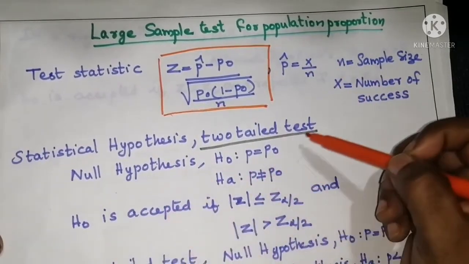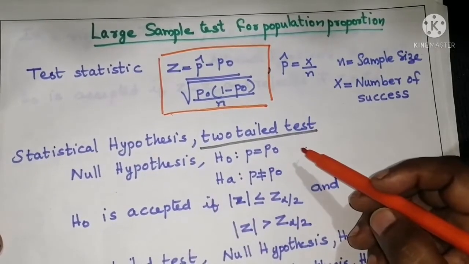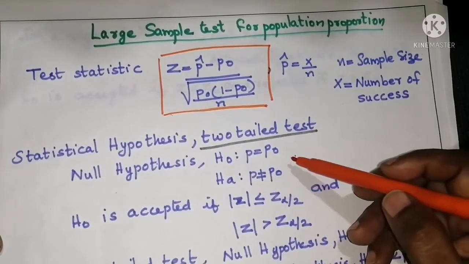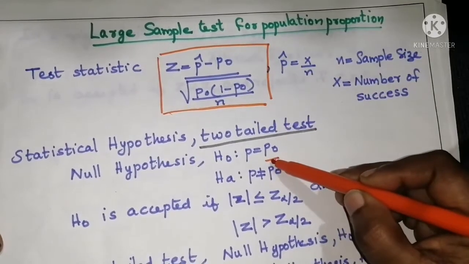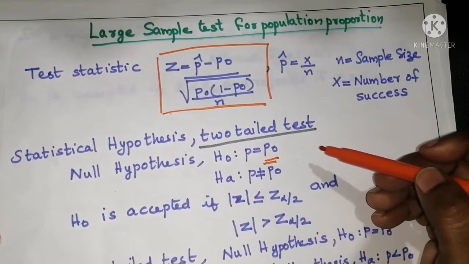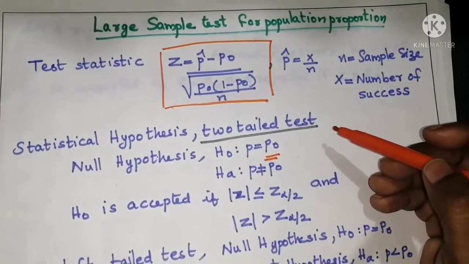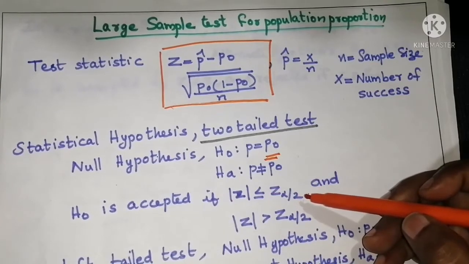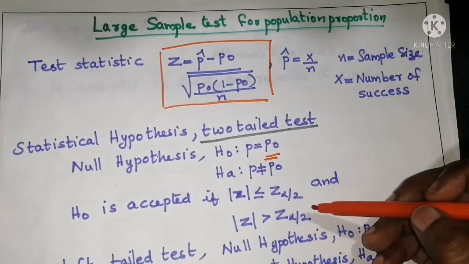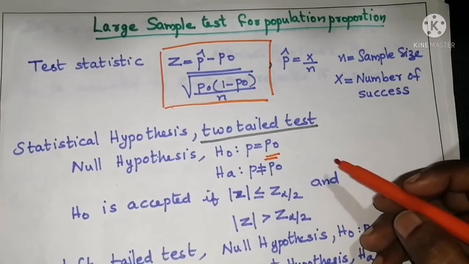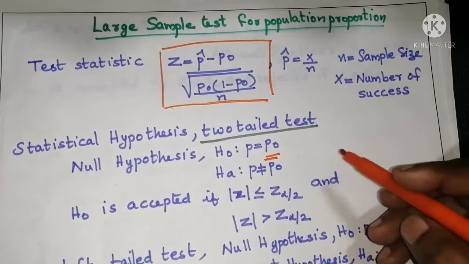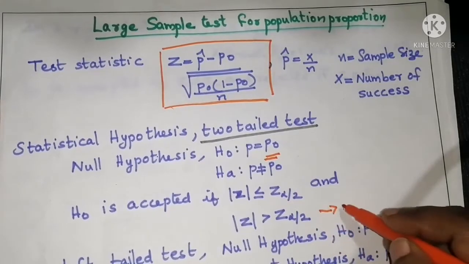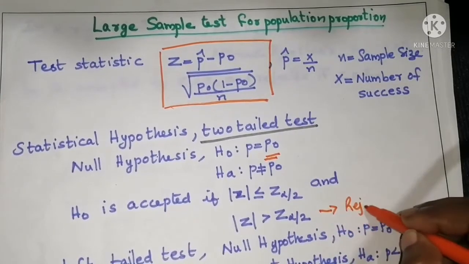Next, in the case of two-tailed test, null hypothesis H naught: P equal to P naught and alternate hypothesis is P not equal to P naught. So the P naught that comes in the formula is obtained from the statement or hypothesis we are given. Then H naught is accepted if mod Z is less than or equal to Z alpha by 2, and when mod Z is greater than Z alpha by 2, we reject the null hypothesis.